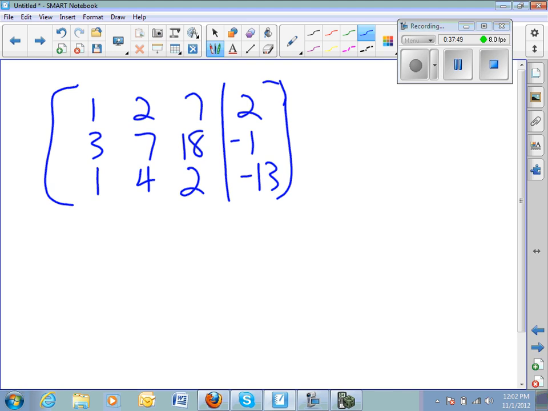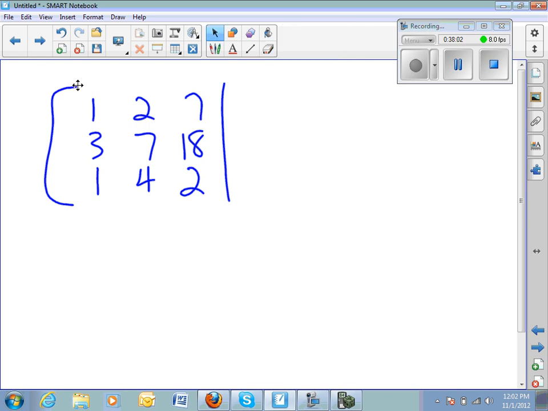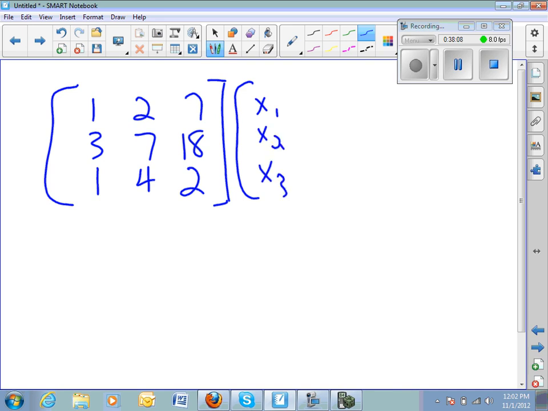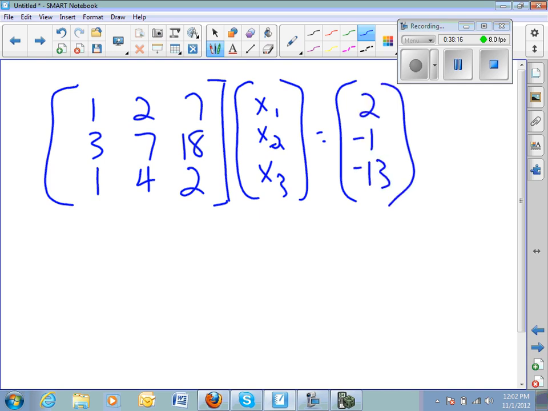Oh, well, let's look at what we're really solving here. Let me get this shortcut. I'm going to ask you to repeat these numbers for me in a second. Here's the system we're actually solving. So x sub 1, x sub 2, x sub 3 equals, what were those numbers on the right again? 2, negative 1, negative 13. Here's the system we're actually solving.